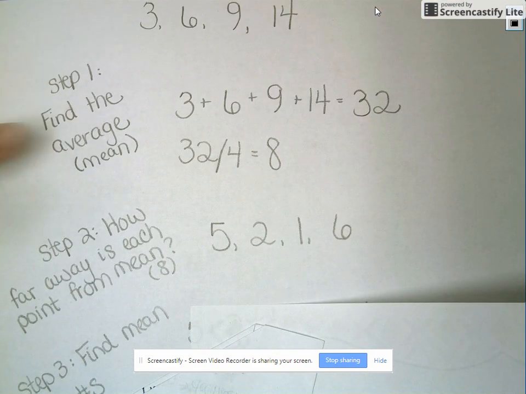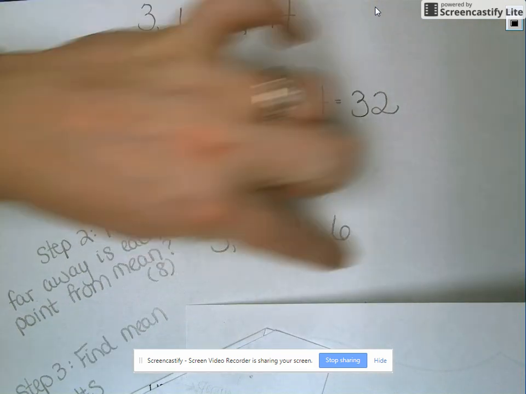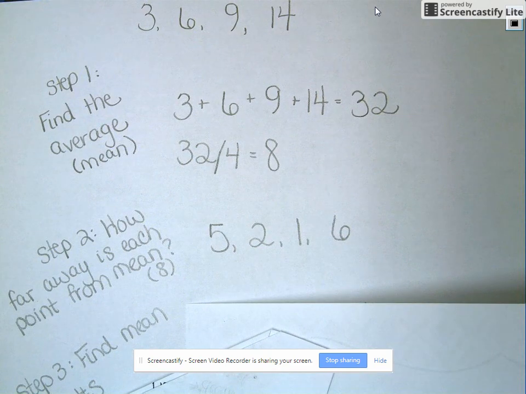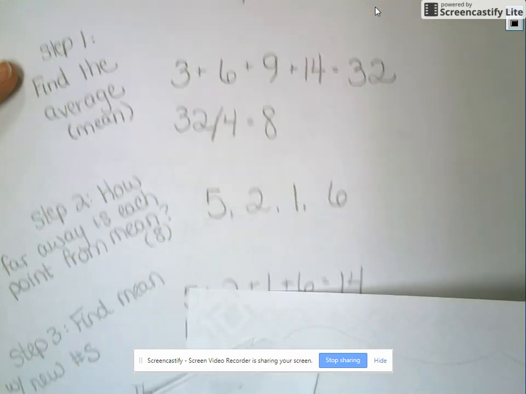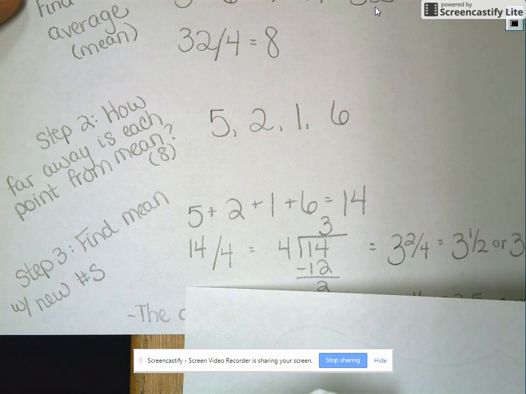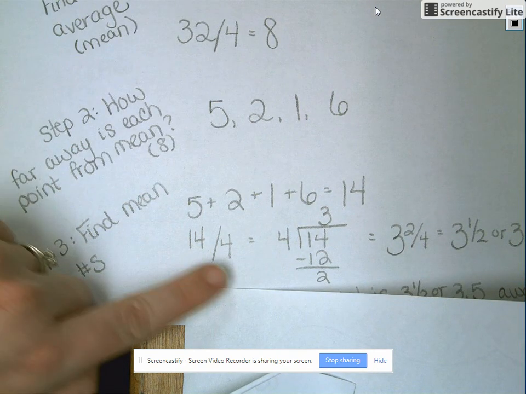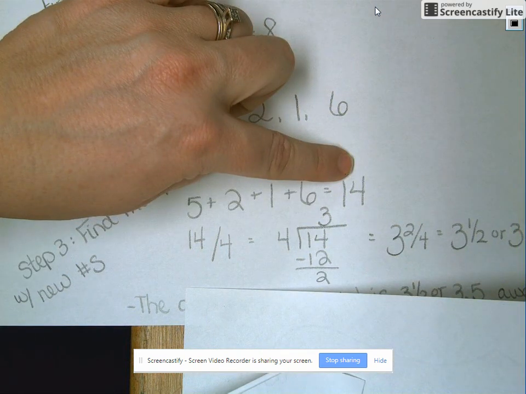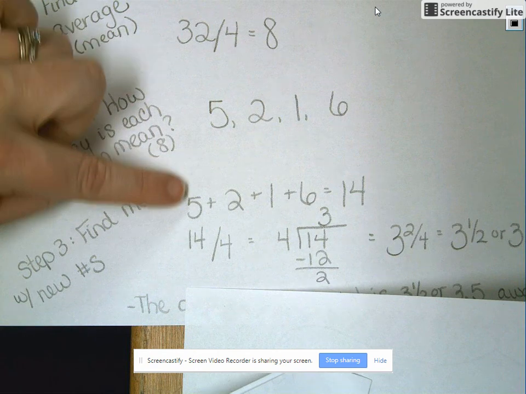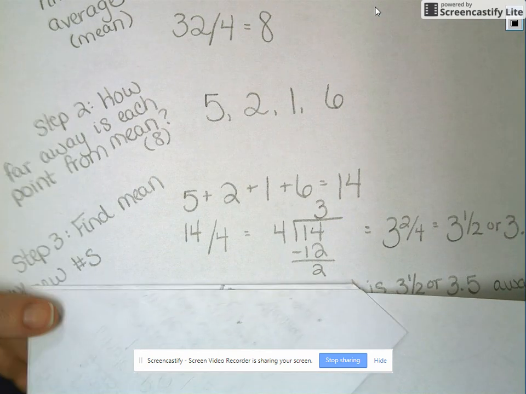Find the mean with our new numbers. So basically, you're going to find the mean with these numbers right here. Go ahead and pause the video now so students can do that. Okay, hopefully you remembered that to find the mean, you would add them all up and then divide by how many there are. So when I added them all up, it's 14. And then I would divide it by 4 because there's 4 numbers. 14 divided by 4 is 3.